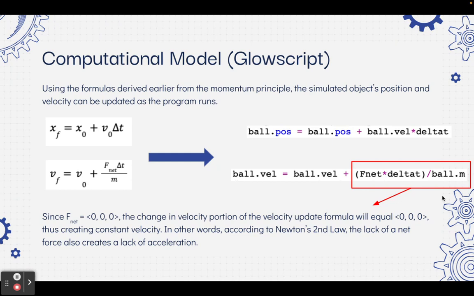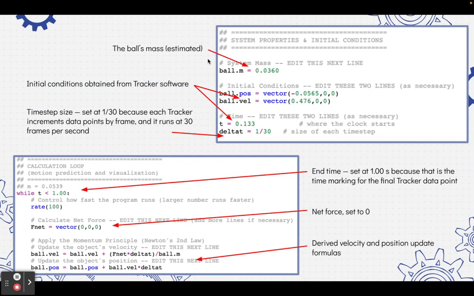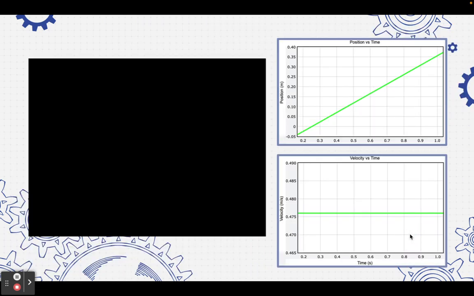The important thing to note about this is that this section highlighted here will equal 0 because F net equals 0. In other words, the lack of a net force creates a lack of acceleration, so the initial velocity will be equal to the final velocity. So here are the coded variables and what they represent. Most important to note are the time step size, which is set at 1/30 because of the frames per second of the tracker software, and the end time, which is just the final time marking of the tracker software.